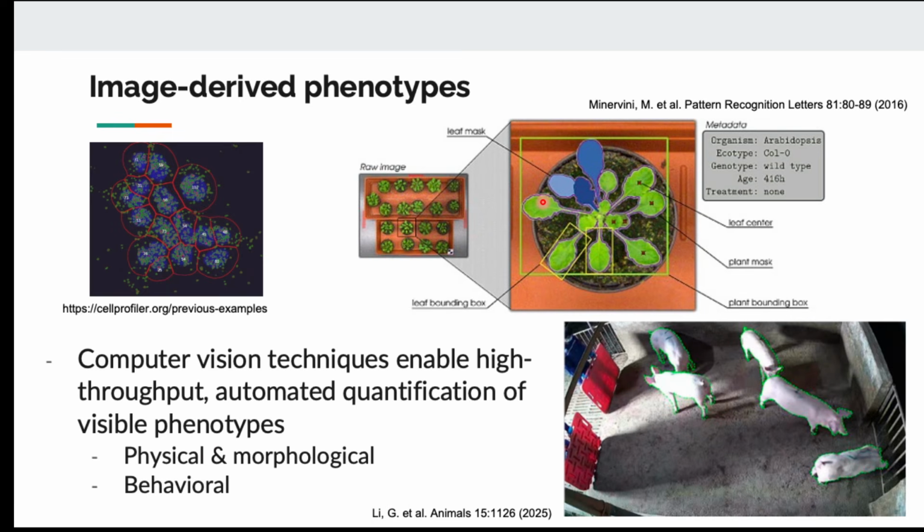We can measure the surface of the plant, of the leaves. We can measure the length of the stalk. We can measure the color of the leaves. So we understand multiple phenotypes with just one image.